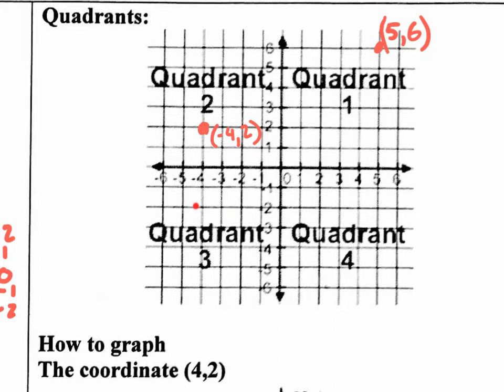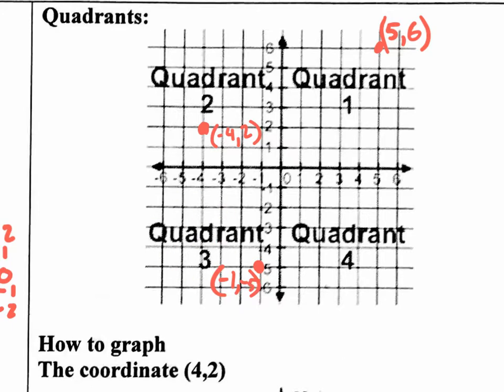Any coordinate down here in quadrant 3, let me just pick one randomly. Let me go with this one right here. That's in quadrant 3. What would that coordinate be? Negative 1 on the x, negative 5 on the y. So as you can see, both x and y values are negative. Any coordinate in quadrant 3 will be negative.